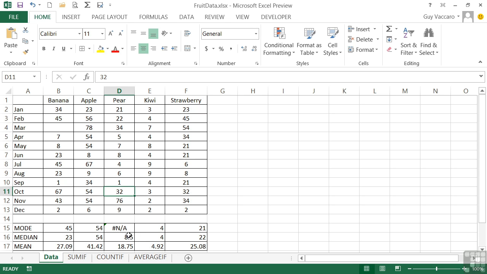This does not happen with the median or the mean. The median is always the middle value, regardless of however many values there are, and the mean is always the total divided by however many values there are.